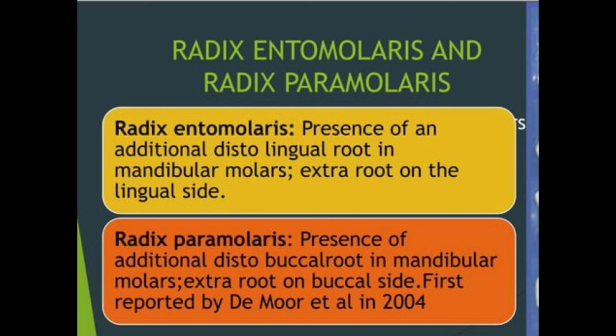What is radix entomolaris? It is the presence of an additional distolingual root in the mandibular molars, that is, an extra root present on the lingual side, whereas radix paramolaris is the presence of an additional distobuccal root in the mandibular molars, that is, an extra root present on the buccal side.